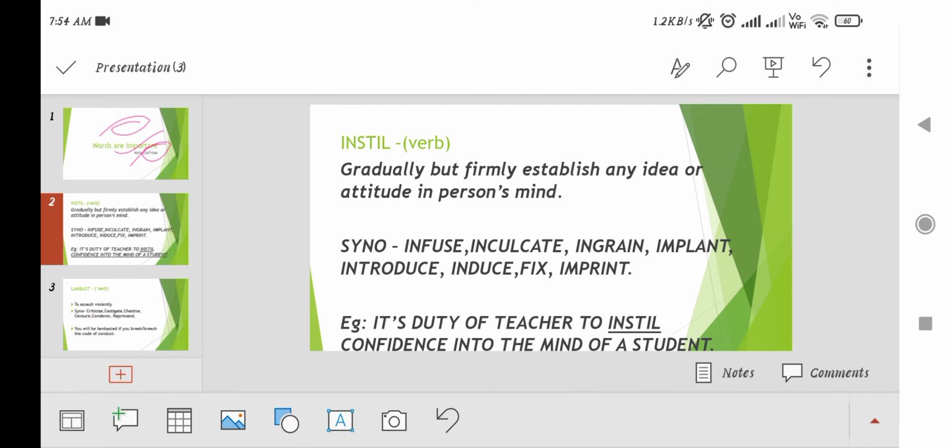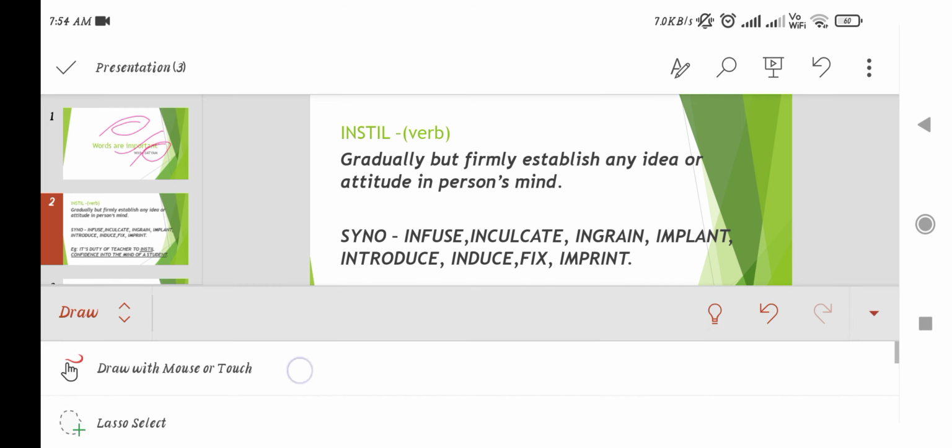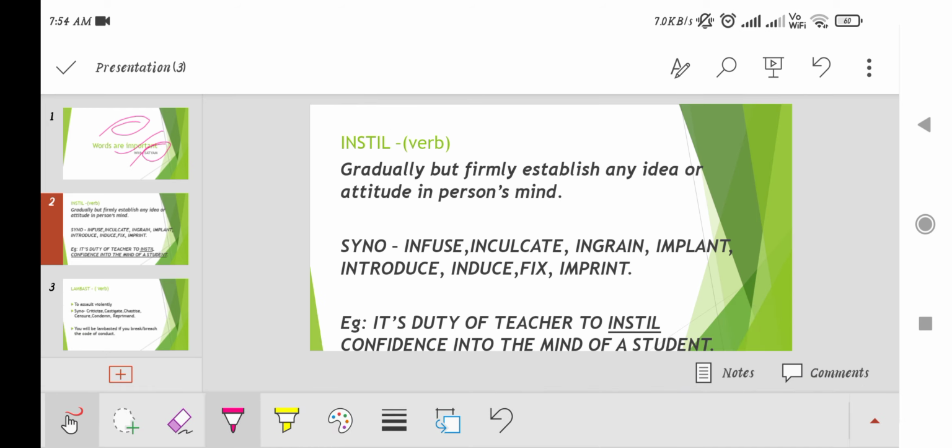Instill means it's very clear that gradually but firmly establish any idea or attitude in a person's mind. Gradually means धीरे धीरे, and firmly means बहुत ही शक्ति से, firmly establish स्थापित करना उसमें any idea और an attitude. कहाँ पे? तो in a person's mind, किसी व्यक्ति के mind में.